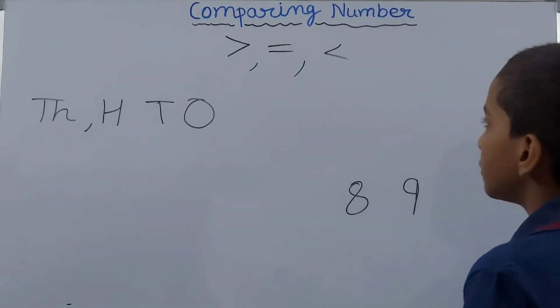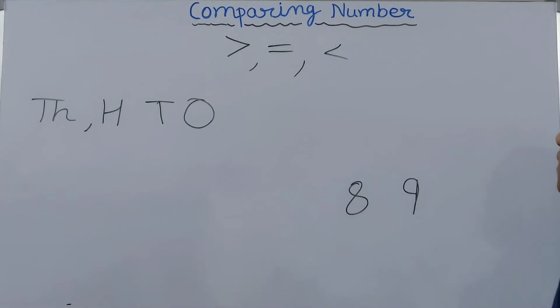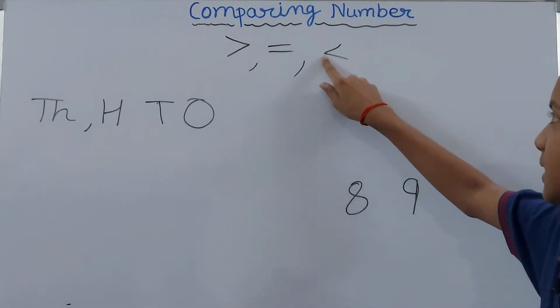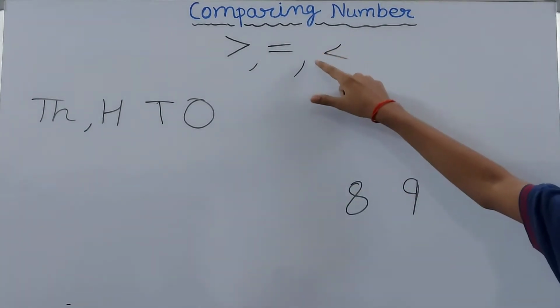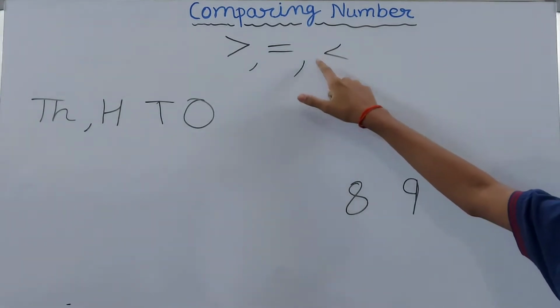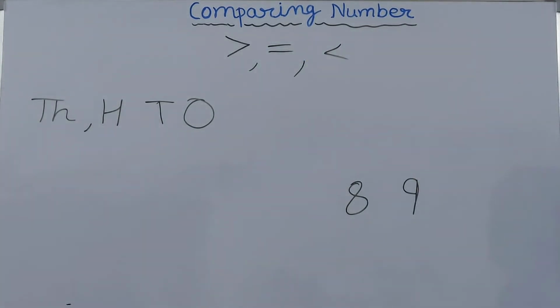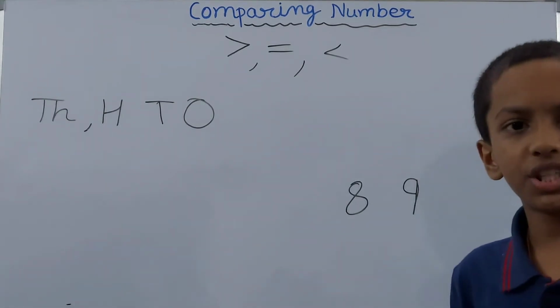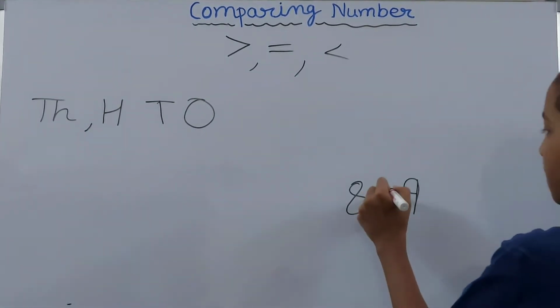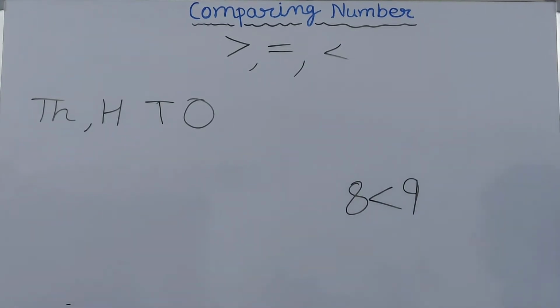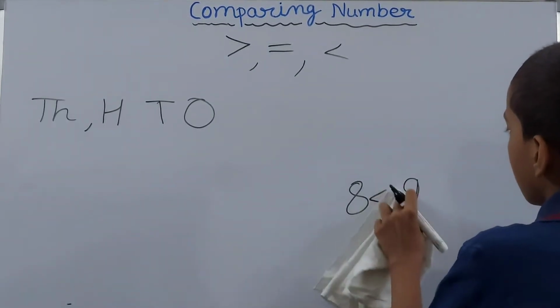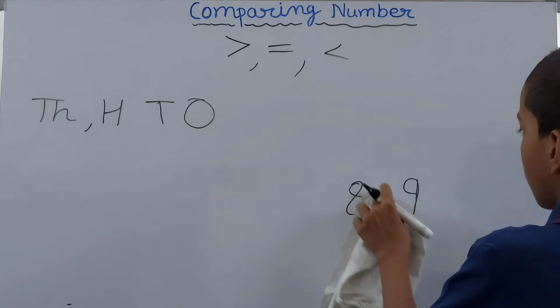So now we will take this symbol. We can see this is the side which is facing towards the right. This is the closed side and this is the open side. The same rules apply here. The open side faces towards the big number and the closed side faces towards the small number. So I put this sign over here. The closed side is facing towards 8 and the open side is facing towards 9, which is the big number over here.